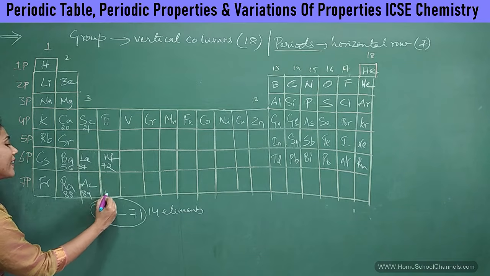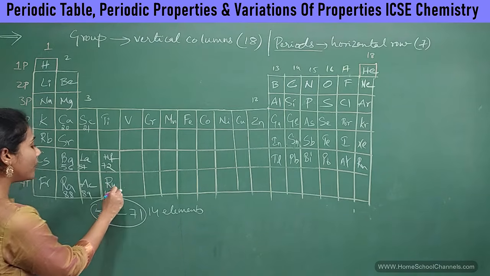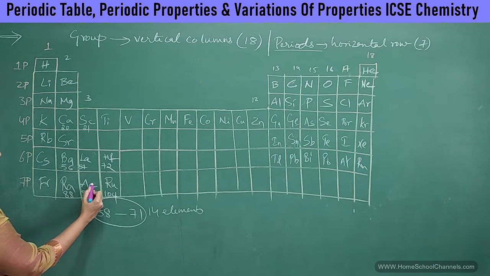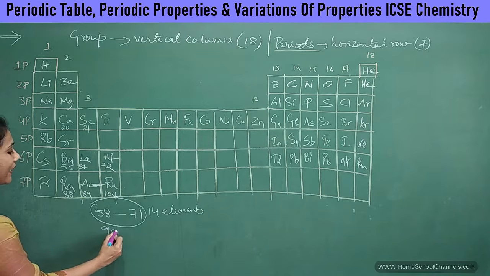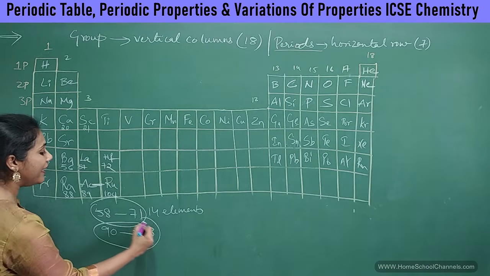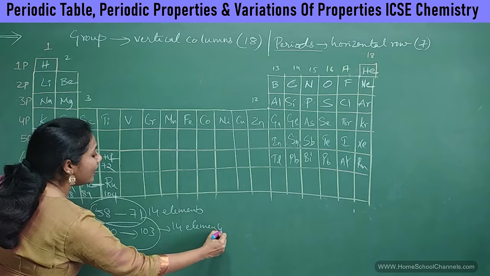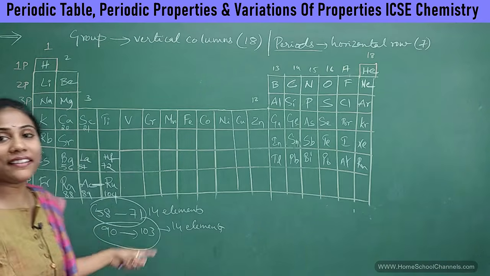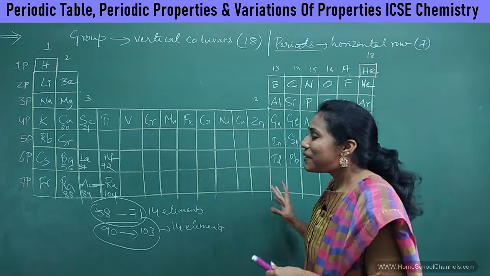But you will suddenly find the element with atomic number 104. So that is Rutherfordium. So again here, you see, the elements from 90 to 103 are missing, right? Again these are the 14 elements. So where are these elements gone? Comes a big doubt, isn't it?